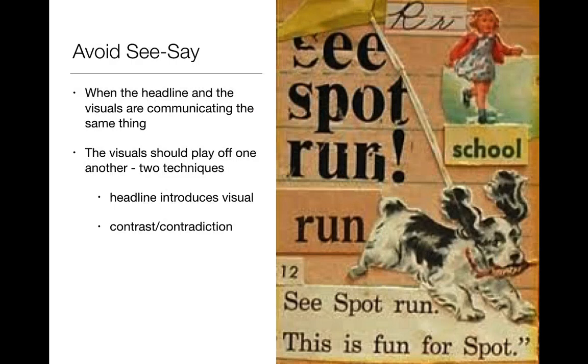Now, most importantly, we must avoid CSA. This is what's called the C-spot run. When the headline and the visuals communicate the same thing. The visuals need to play off one another. So you can do this by having the headline introduce the visual, and the visual gives you something new or a bit of information. Or you can do it through a little bit of contrast and contradiction.